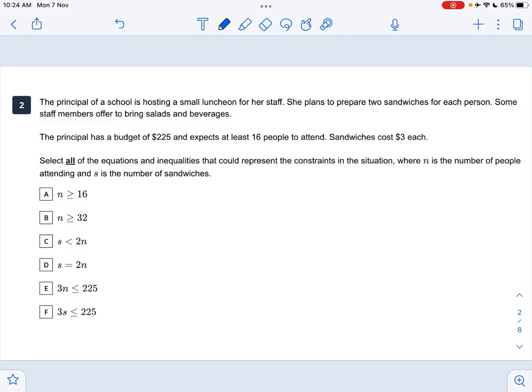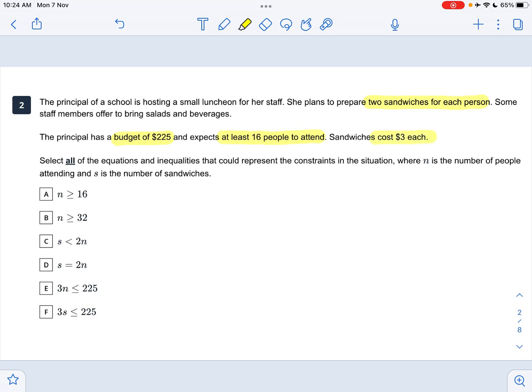Question 2. The principal of a school is hosting a small luncheon for her staff. She plans to prepare 2 sandwiches for each person. Some staff members offer to bring salad and beverages. The principal has a budget of $225 and expects at least 16 people to attend.